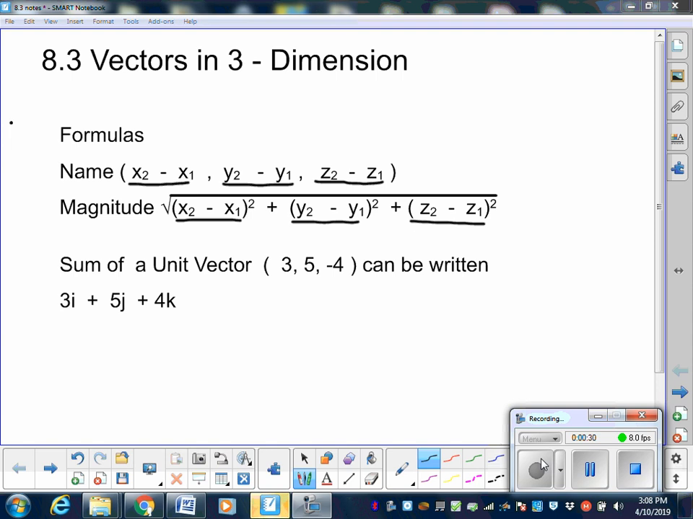And then there's something new, it's called the sum of a unit vector. Once you name the vector, let's say you just name the vector 3, 5, -4. After you name the vector, they're just showing you that this is another way to write the name of a vector. They use an I, a J, and a K. That's different. If you take this class in college, they use I, J, and K a lot in college. So, okay, let's just do some examples on the next section.